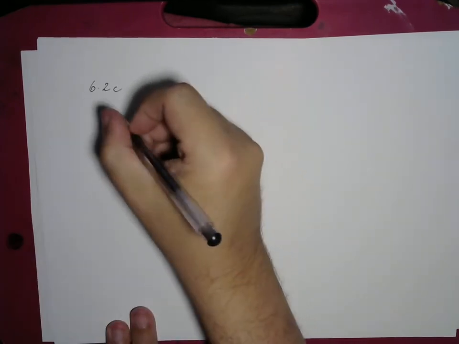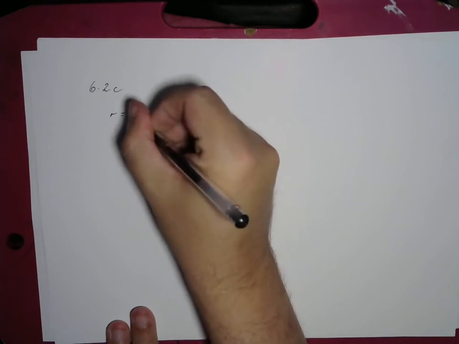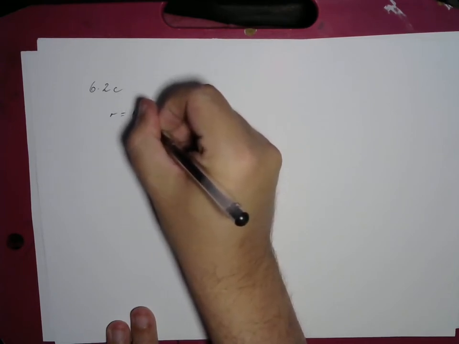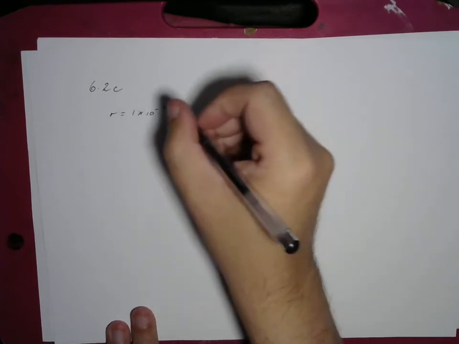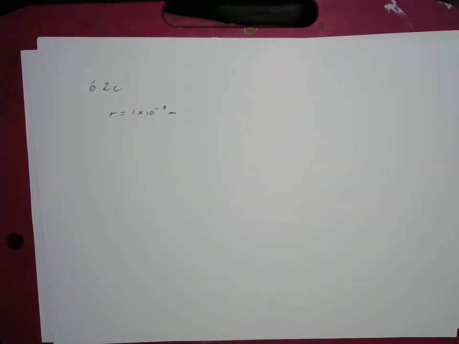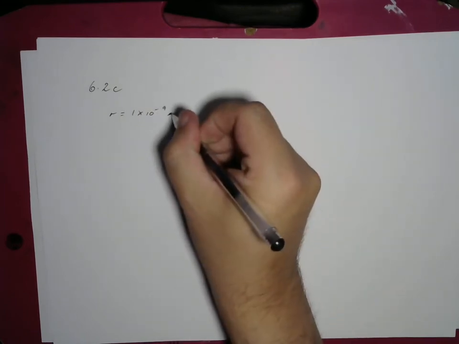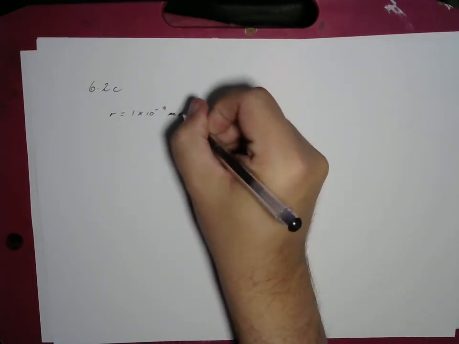6.2c. We are told a distance, the radius, so the radius is going to equal 1 times 10 to the negative 9 meters. Now, converting nanometers into meters, you're expected to be able to do. The list of metric conversions is part of your formula booklet, so you should go look that up if you need to. I'll just do that as 2 steps for a second.